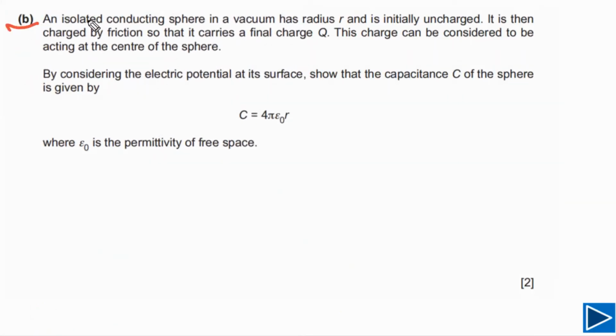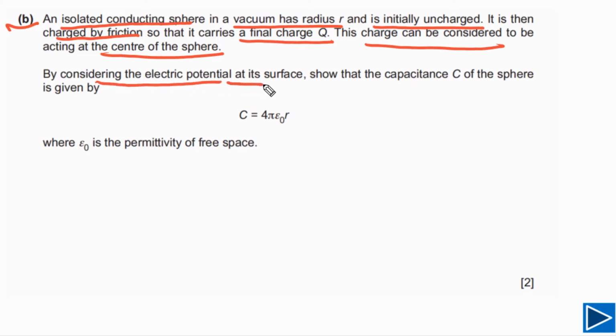For part B, it is given to us an isolated conducting sphere in a vacuum has radius small r and is initially uncharged. It is then charged by friction so that it carries a final charge Q. This charge can be considered to be concentrated at the center of the sphere, meaning we can treat that one as a point charge. By considering the electric potential at its surface, show that the capacitance of the sphere is given by this equation. Epsilon naught is the permittivity of free space.